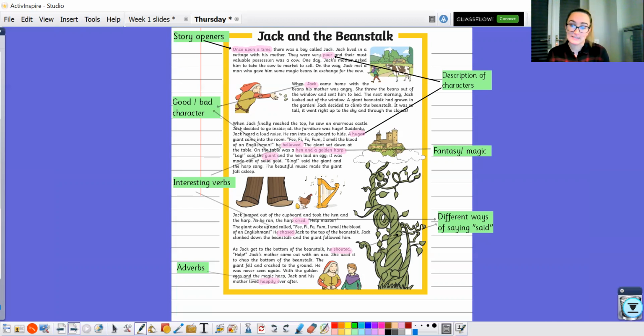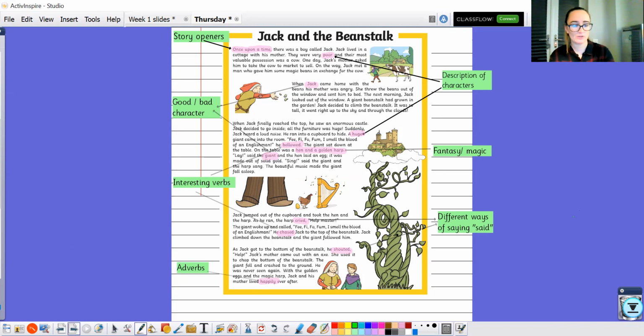Different ways of saying said. Now I say this quite a lot. I wonder if you can use another word other than said. So we've got cried or shouted as quite a nice one. You could also use bellowed that we had up there before. And the last one that we've got on my list is adverbs. So looking for those sorts of doing words. Happily, he lived happily. It's those ly words. And we're going to be having a look at adverbs in SPAG tomorrow. So we should know a bit more about that.